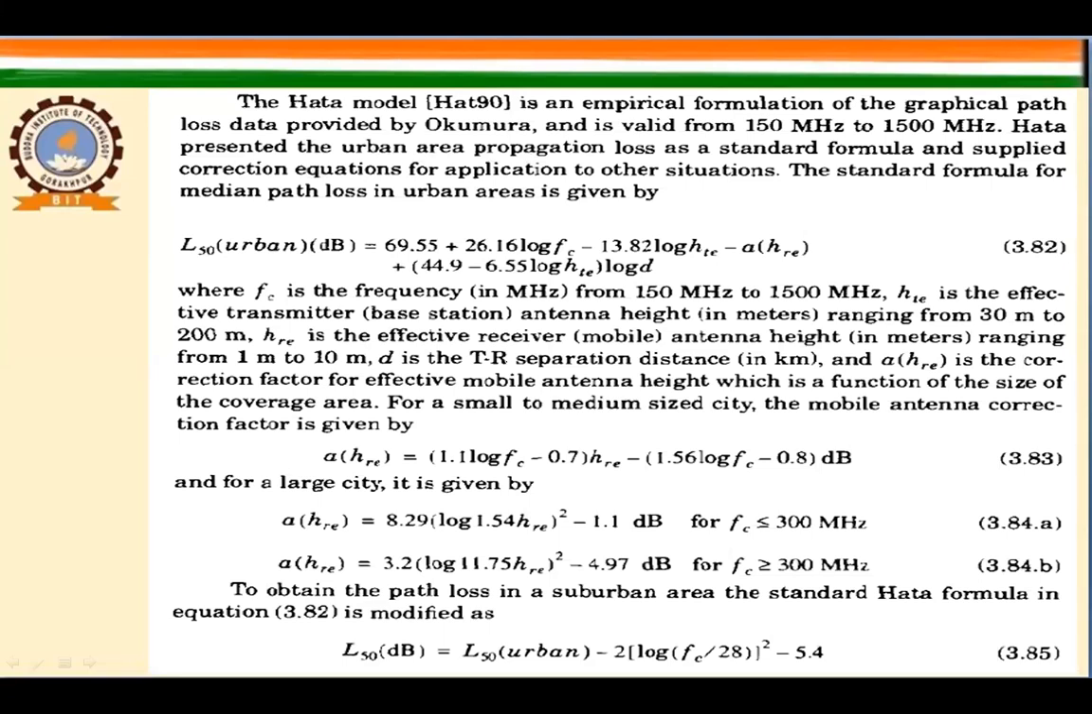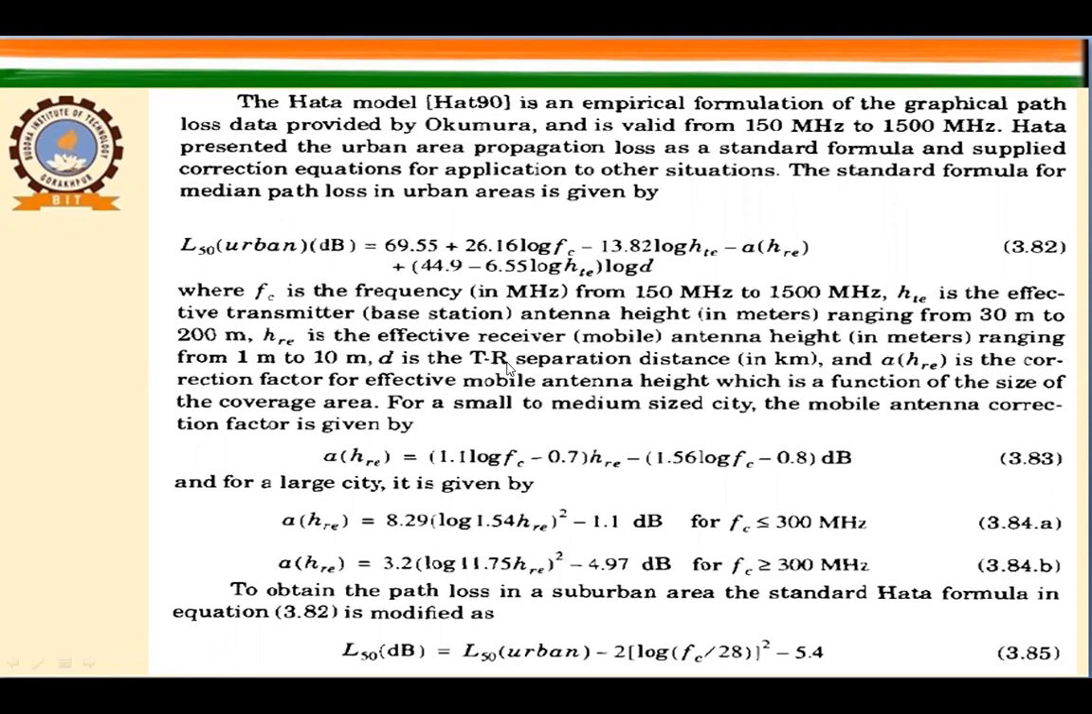Previously we have seen the Hata model, known as Hata 90. It is the empirical formulation of the graphical path loss data provided by Okumura, and it is valid in the frequency range 150 megahertz to 1500 megahertz. Hata presented the urban area propagation loss as a standard formula and supplied correction equations for application to other situations. The standard formula for median path loss in an urban area is given below.